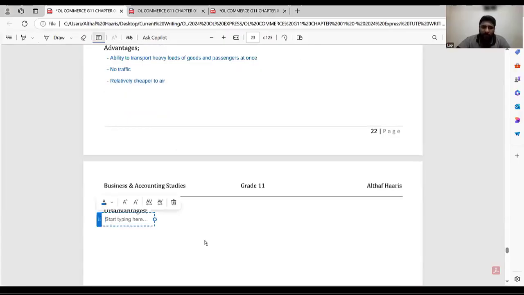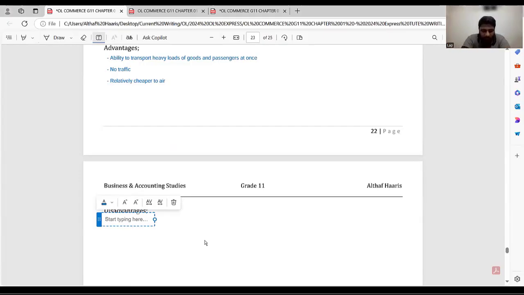Disadvantages. As I told you people, on the road you can take it anytime. Train is not like that. You can't take the train anytime that you want and go. And people, accessibility to the destination point: trains will go to a certain station. From the station only, you have to go by the road to the relevant place. So unlike roads, it doesn't have that level of accessibility to the end destination.